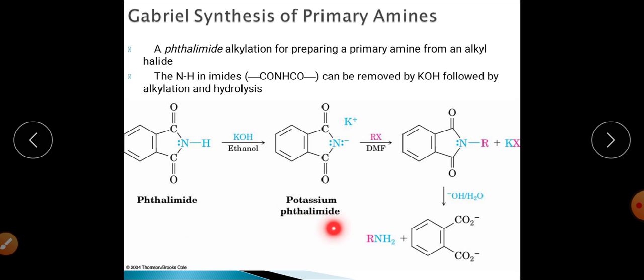So first of all, potassium phthalimide will be synthesized from phthalimide. Now this potassium phthalimide will react with alkyl halide and will get converted into alkyl phthalimide. And finally, this alkyl phthalimide, on reaction with either dilute HCl or in the presence of base, will get converted into RNH2, that is the primary amine, and phthalic acid will be generated in this case. So this is a case of Gabriel synthesis of primary amine, by which we can obtain primary amine in good yield. So this is also a better method.